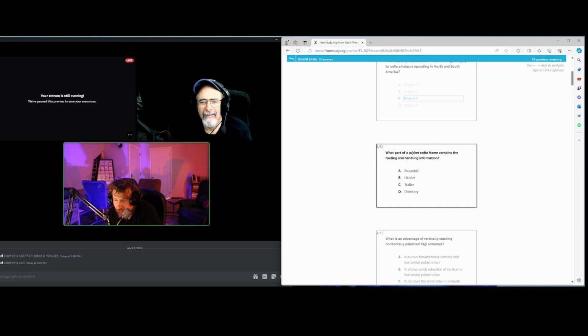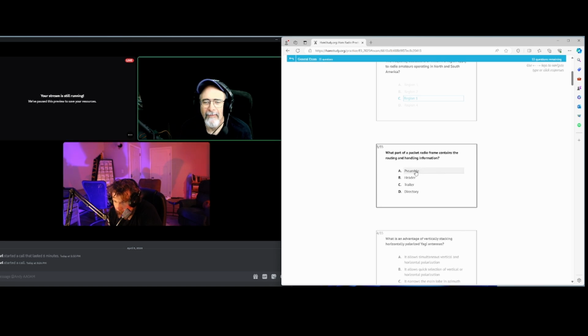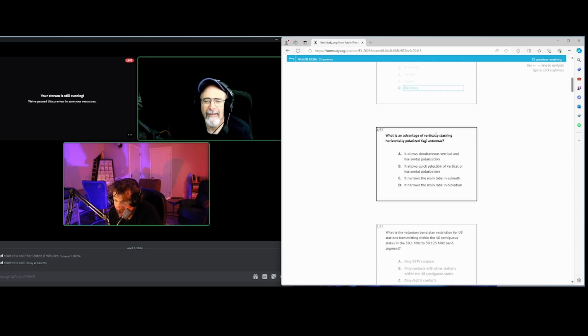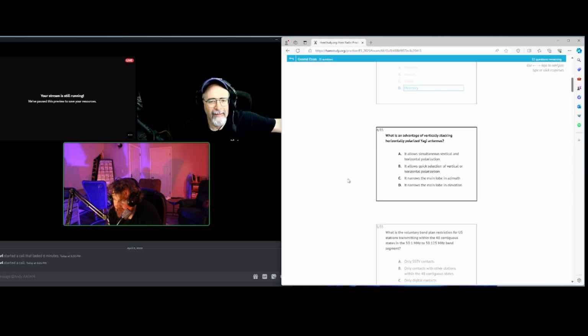Question 3. What part of a packet radio frame contains the routing and handling information? Routing and handling information. Directory.